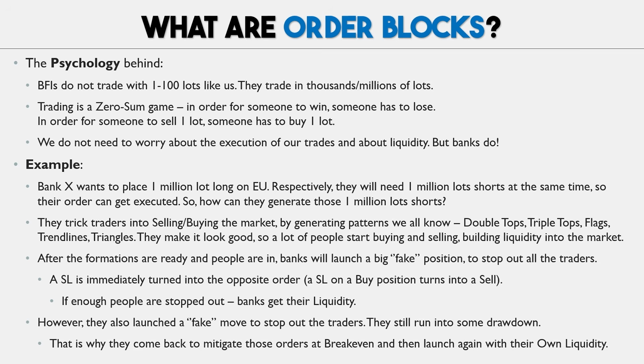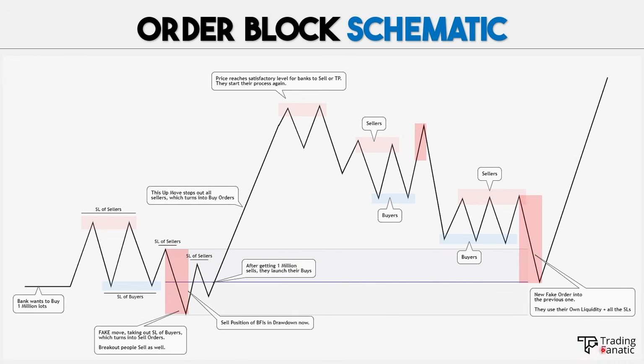So let me show you what that means in a schematic, okay? Here we have, for example, at this point, Bank X wants to buy 1 million lots.